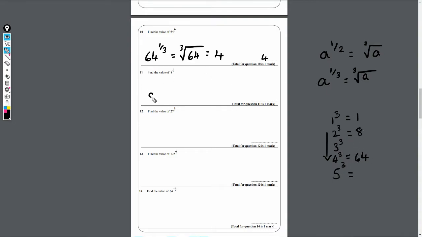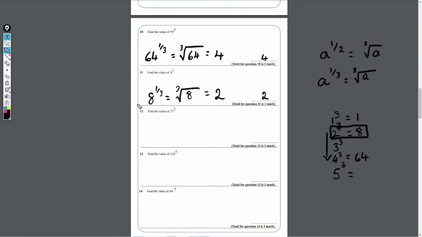So 8 to the power of a third. Again, just find the cube root of 8, which we've already done because we did it here. I've just crossed out the 3. That's a 3, which means that's 2 there.